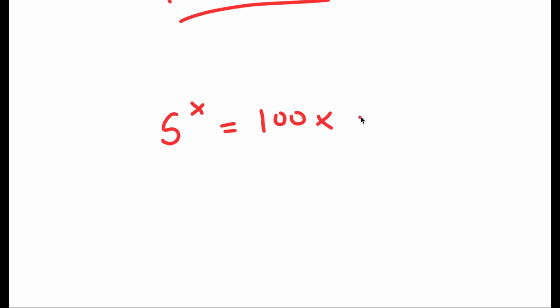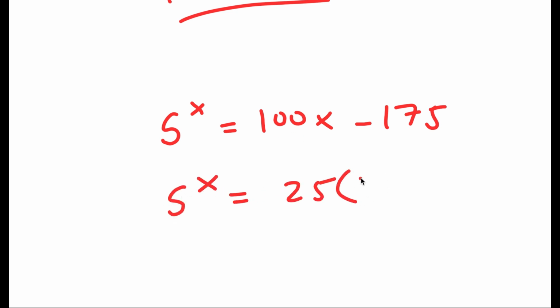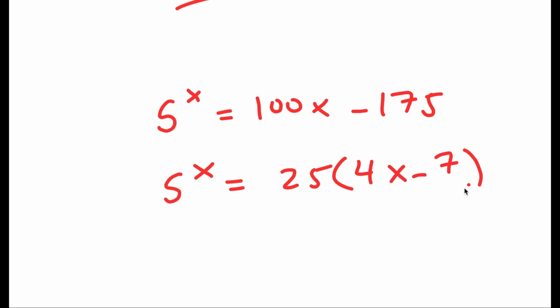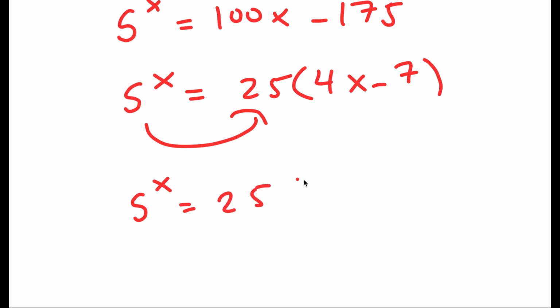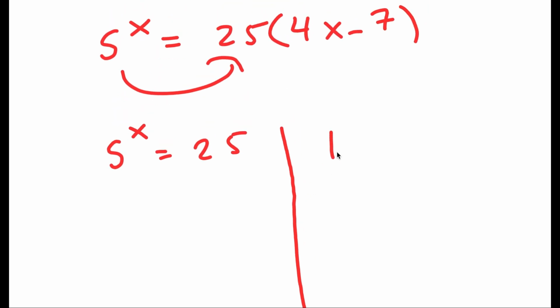So I have phi to the power of x is equal to 100x minus 175. This time, I'm going to factor out 25. So I'm going to keep on factoring out different things until I actually get my solution. So I have 25 times 4x minus 7. And again, we're going to do the same thing. So I'm going to set these two equal to each other. So I have phi to the power of x is equal to 25. And I have 1 is equal to 4x minus 7.